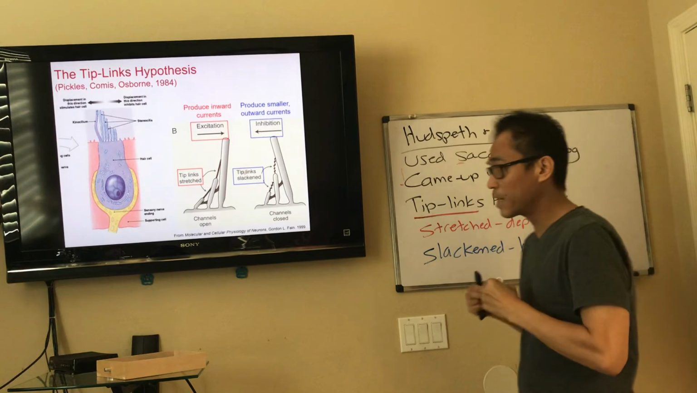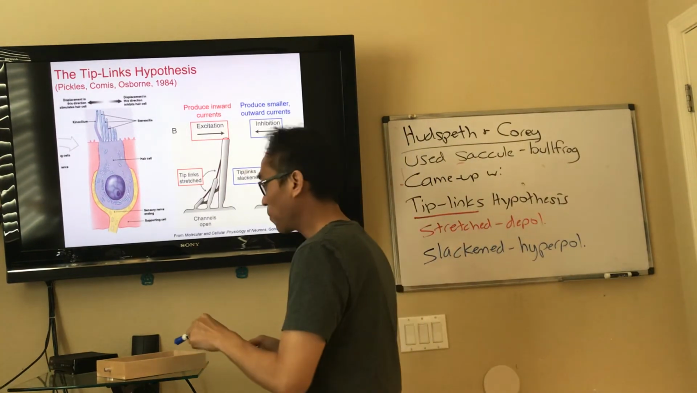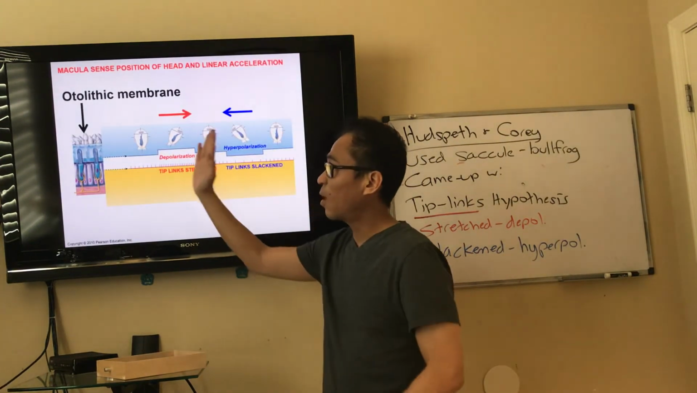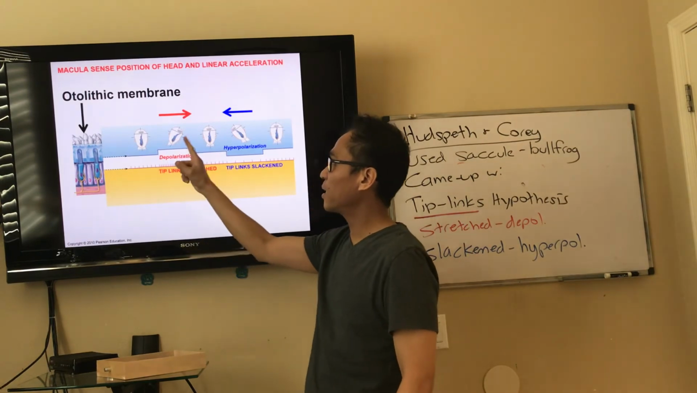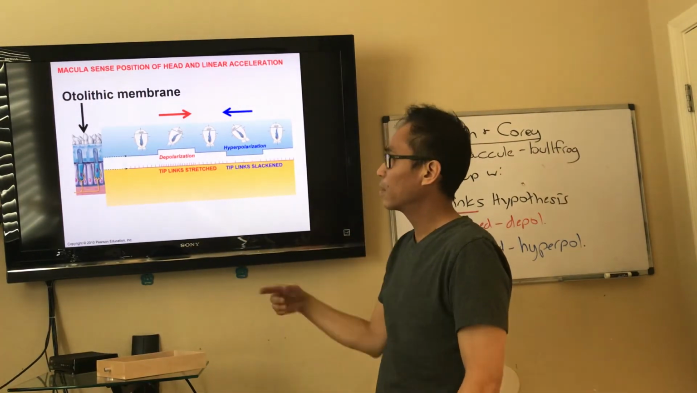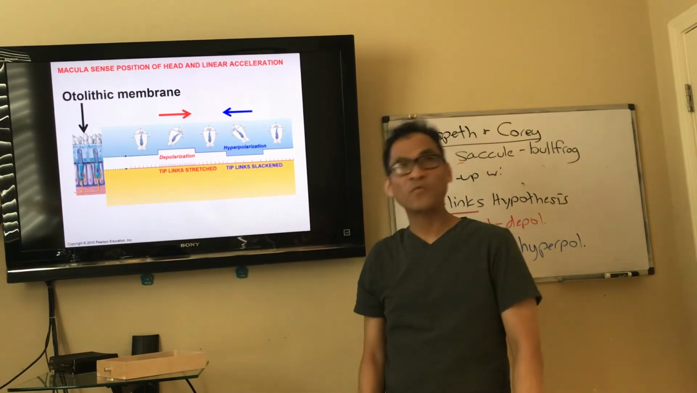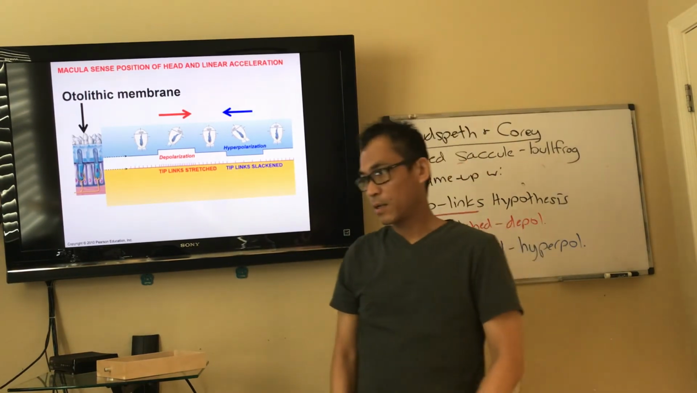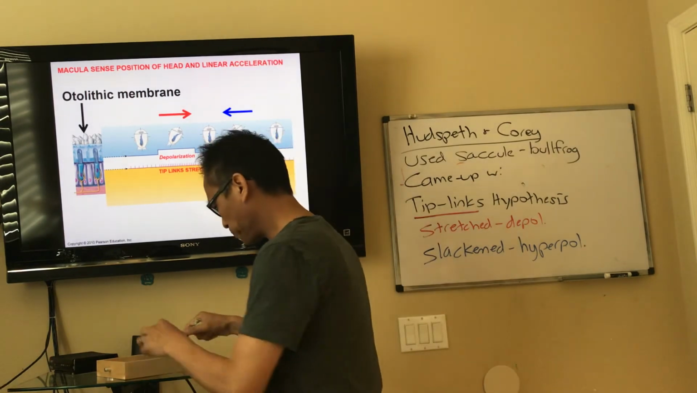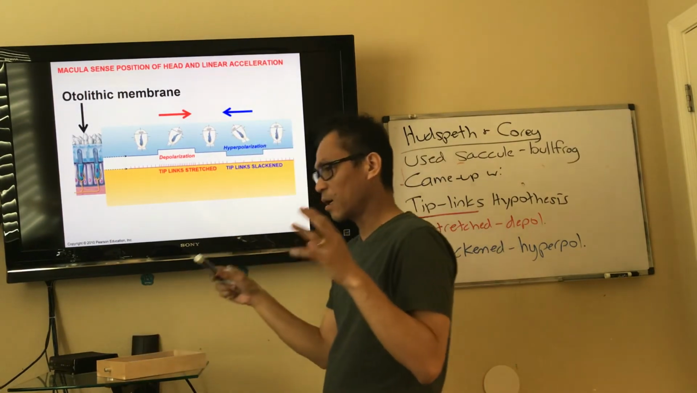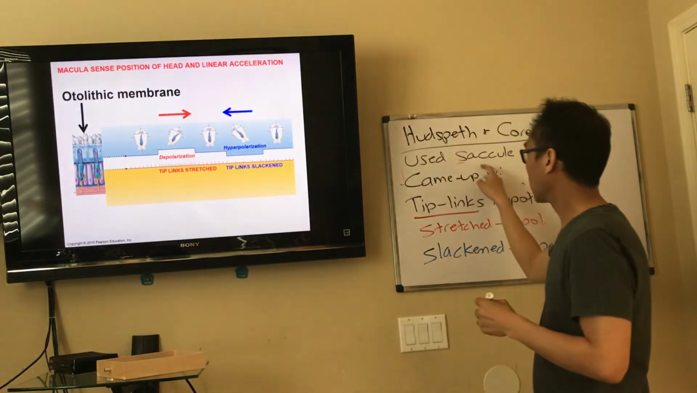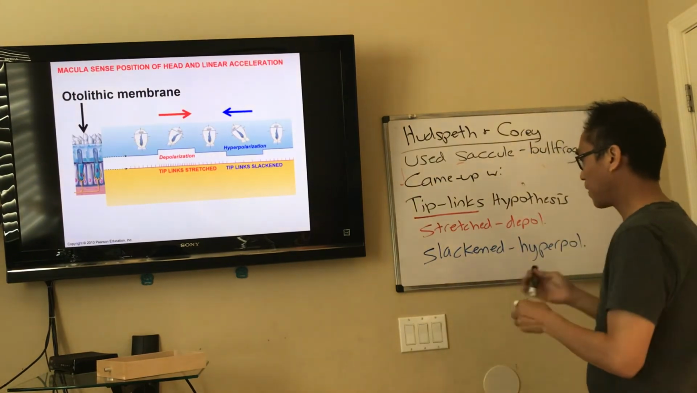Depolarize, hyperpolarize. Here's another picture showing you the hair cells. Otolithic membrane, tilt head one way, depolarize, tilt head the other. They slacken, and the depolarization, they show you the action potential frequency there, just moving your head. Okay. So we say that you're detecting a linear acceleration for the macula. So let me write that on the board.